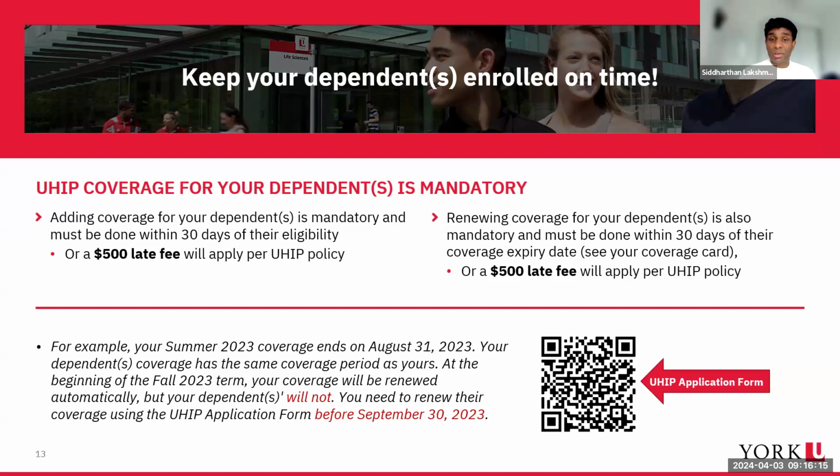So for example, for summer start students, your coverage right now will go from 1st May 2024 till 31st August 2024. Your dependent will also be enrolled for the same period of time. But at the start of the fall semester, when you're getting your coverage renewed, you need to ensure that you're filling out the UHIP application form again for your dependent so that their coverage gets renewed as well. I hope that's clear, but I'm happy to answer any questions at the end of the presentation if there are more concerns.